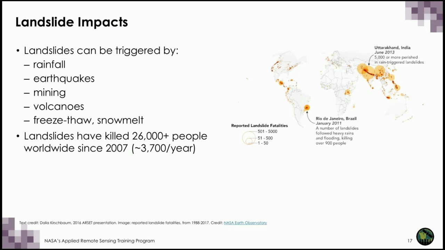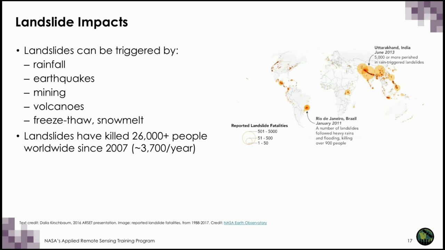Landslides are very sudden and can be very tragic events. And worldwide, they've killed over 26,000 people since 2007. So that's an average of 3,700 per year. And the figure on the right shows global landslide fatalities from 1998 through 2017, with the larger circles representing a greater number of deaths. Some of the most recent major landslides have occurred in the Asian continent. So, for example, in 2013, over 5,000 people perished in the state of Uttarakhand in India due to landslides triggered by heavy precipitation.